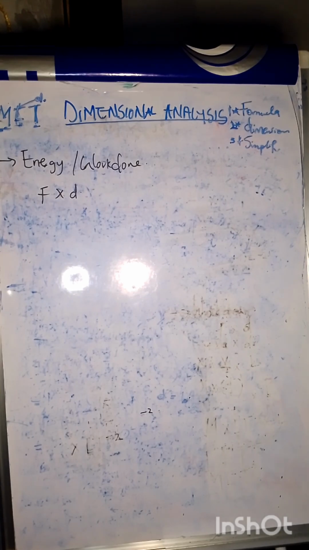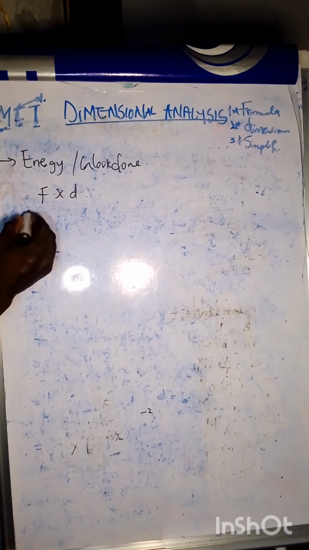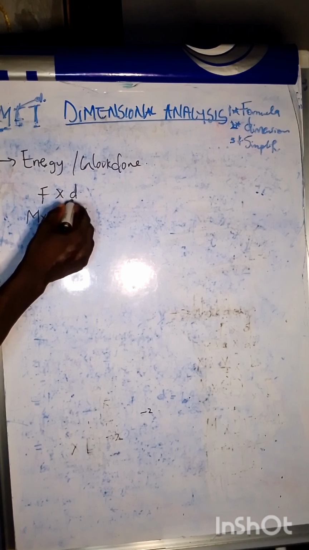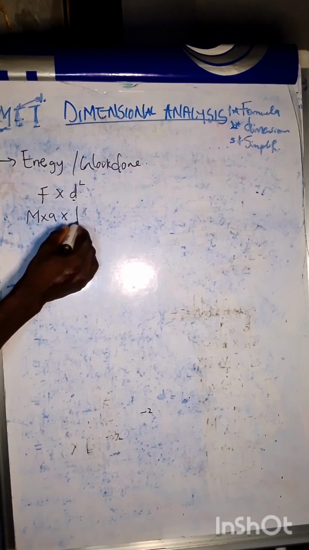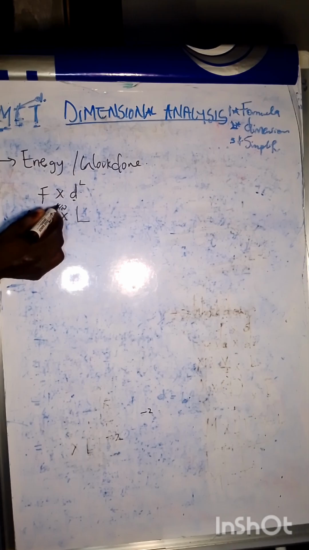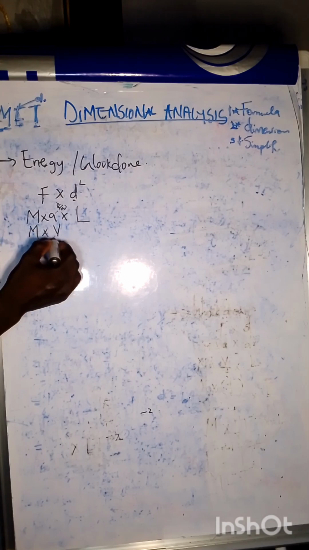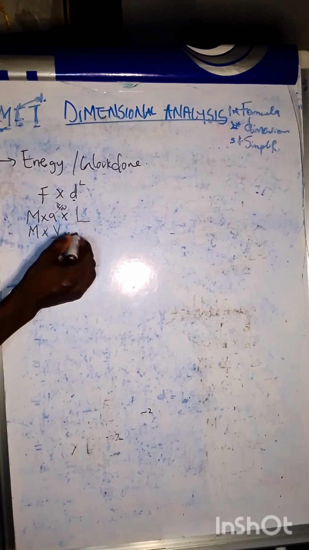So let's now look for the dimension of this particular quantity. Your force is given as what? F equals ma. Then the dimension of d would always be L. Just put your L down. This one we have solved already. We can still solve for velocity over time, that's the rate of change of velocity with time. So mass multiplied by acceleration, the rate of change of velocity with time, multiplied by L. Let's move further.